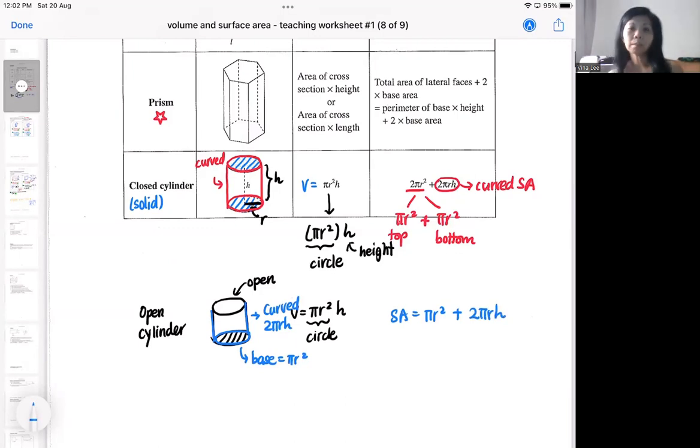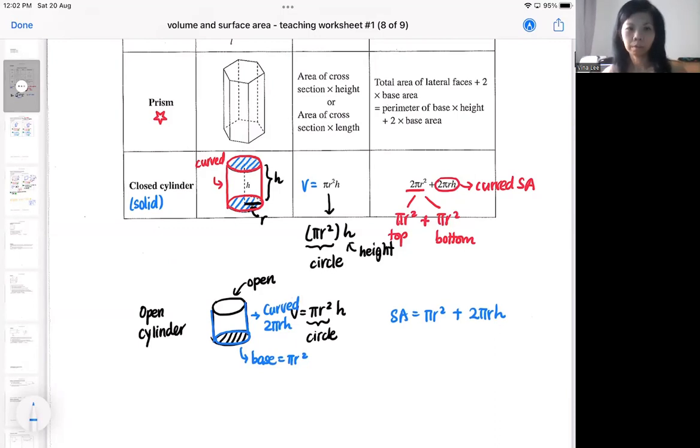You have to make some sense out of the surface area. It's very common sense. There's only a base and a curved part. For a closed cylinder, there's a top, a bottom and a curved part. It doesn't change your volume.